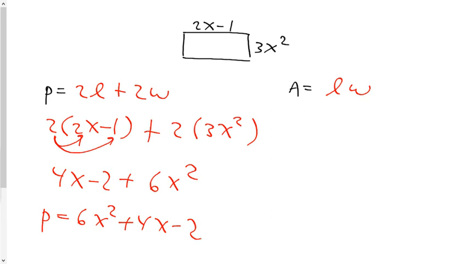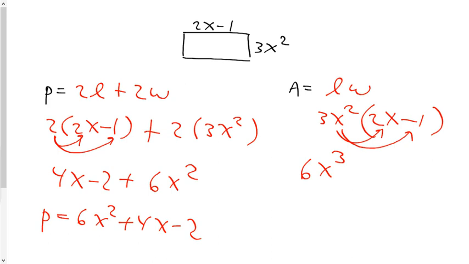When we look at the area, length times width, I'm going to make 3x squared, my monomial, my first term, and my second term, my width, I'll make my binomial, only because I'm accustomed to seeing distributive property being monomial times polynomial. Using distributive property, I get 6x cubed minus 3x squared, and therefore that, since none of them in the binomial are like terms, that is as simplified as I can get for the area.